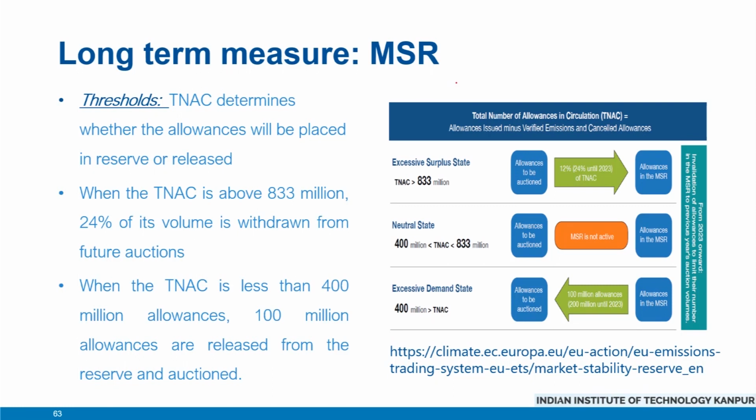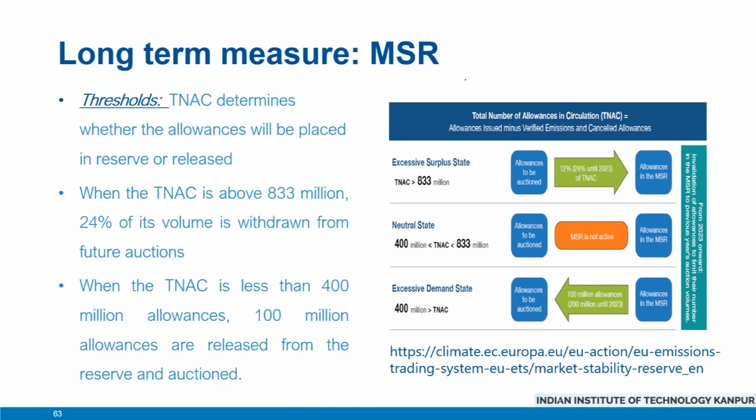So there was excess supply, and to address this, the MSR adjusts the allowance supply by transferring excess allowances to the reserve. These reserve allowances are withheld from auctions. They are either released or cancelled at a later stage. And this mechanism is governed by predefined rules, and it is meant to increase the system's resilience to major shocks and foster synergies with other policies.